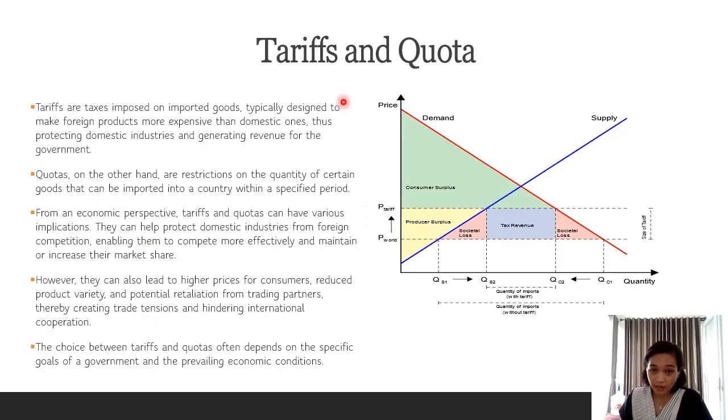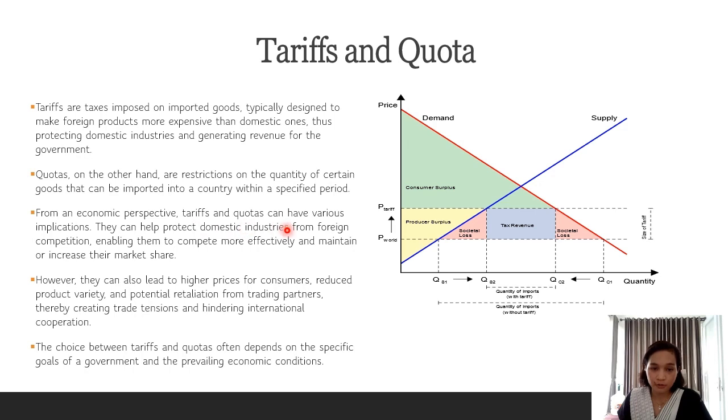We also learned about tariffs and quotas. In short, tariffs are taxes imposed on imported goods, typically designed to make foreign products more expensive than what we have in our country, or domestic. Quotas, on the other hand, are a restriction on the quantity of certain goods that can be imported into a country within a specified period.